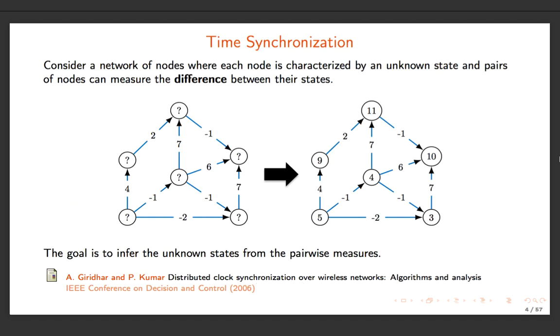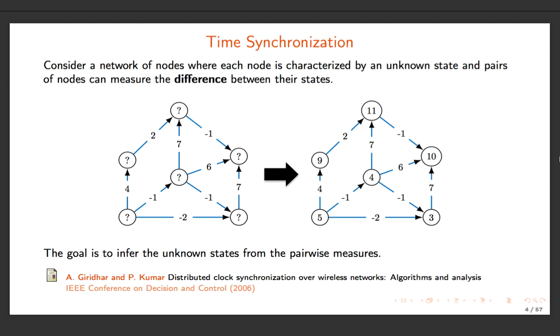Consider a network of nodes where each node is characterized by an unknown state, and pairs of nodes can measure the difference between their states. The goal is to infer the unknown states from the pairwise measures, as shown in the figure. Observe that the solution is not unique, for adding a constant to all the nodes does not change the differences. This example refers to time synchronization, from which the term synchronization originates, where the task is to synchronize clocks in a network, starting from pairwise offsets.